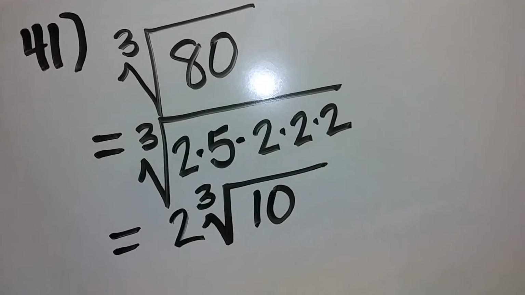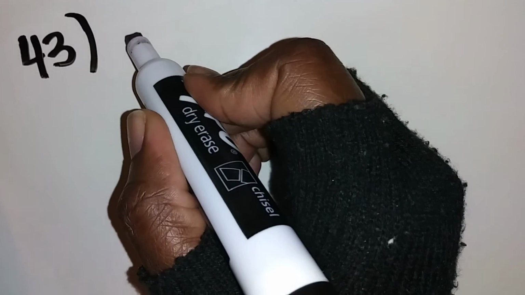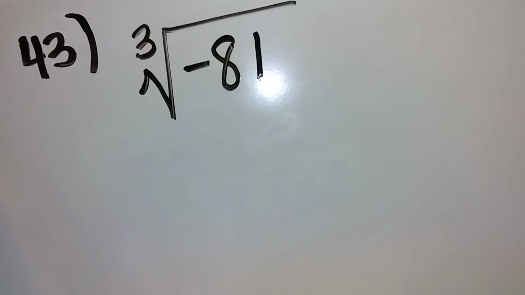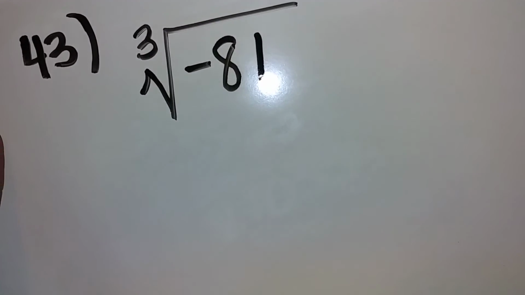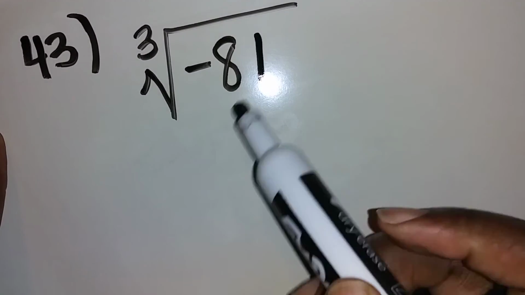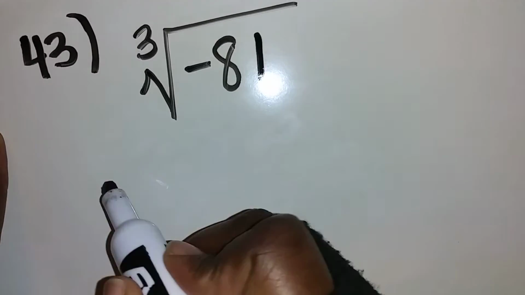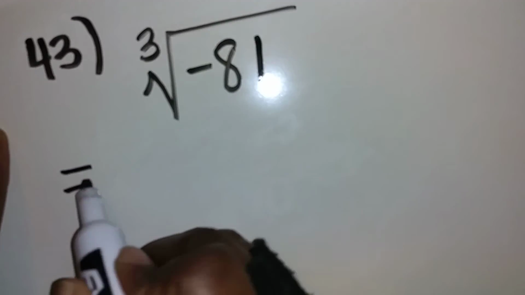On the previous ones, everything came out of the root, but in 41, everything did not come out of the root. So just be careful with that. Let's try another one like that. Number 43. If we take the cube root of a negative number, that's okay. When we take the square root of a negative number, that's when it's not okay. It's not real. I need to break down negative 81. So let's break that down.